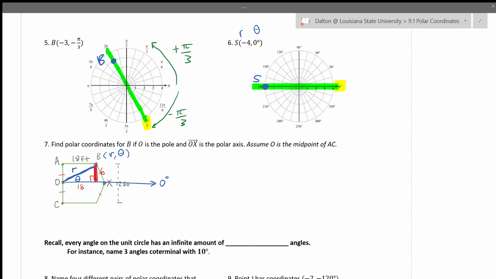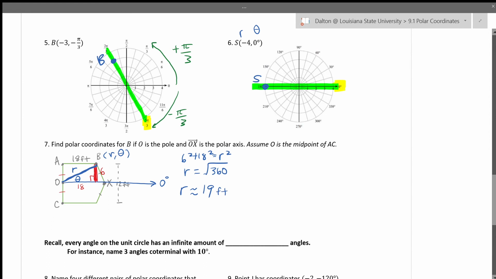Hopefully you realize that we can just use the Pythagorean theorem to find our radius. So if I do 6 squared plus 18 squared equals R squared, then I get R is equal to, I'm going to do this all in one step, the square root of 360. Now, you'll understand later why we're just going to round everything to the nearest whole number. Typically, I like things in simplified radicals, but we'll round. If you take the square root of 360, it's going to round up. You're going to get that R is approximately 19 feet. So we'll hold on to that. That takes care of R.